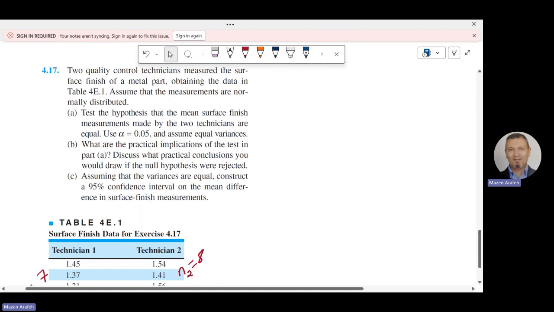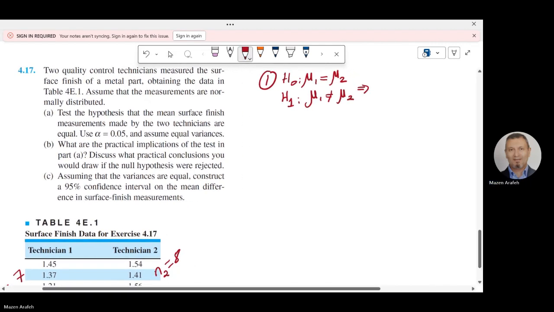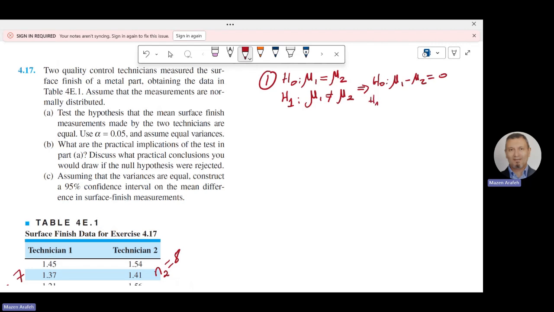Okay, so now test the hypothesis. We start by stating the hypothesis. We want to see if the performance of the first technician is equal to the second technician. So the alternative would be two-sided, mu1 not equal to mu2. This can be written as H naught: mu1 minus mu2 equal to 0, and the alternative: mu1 minus mu2 is not equal to 0.